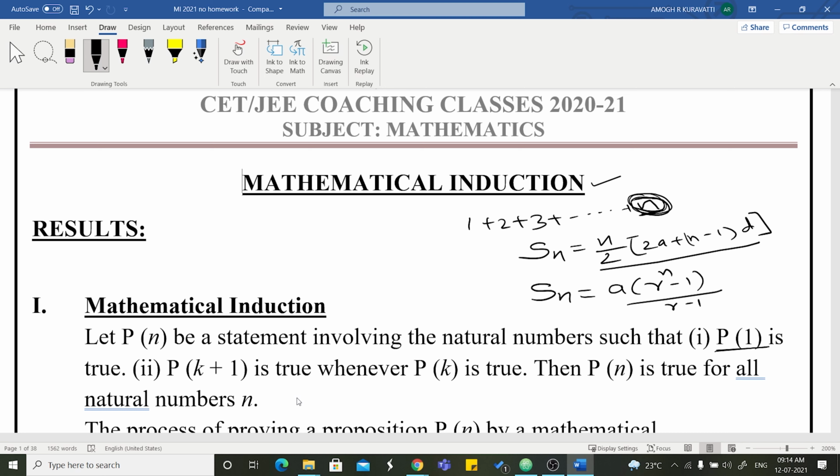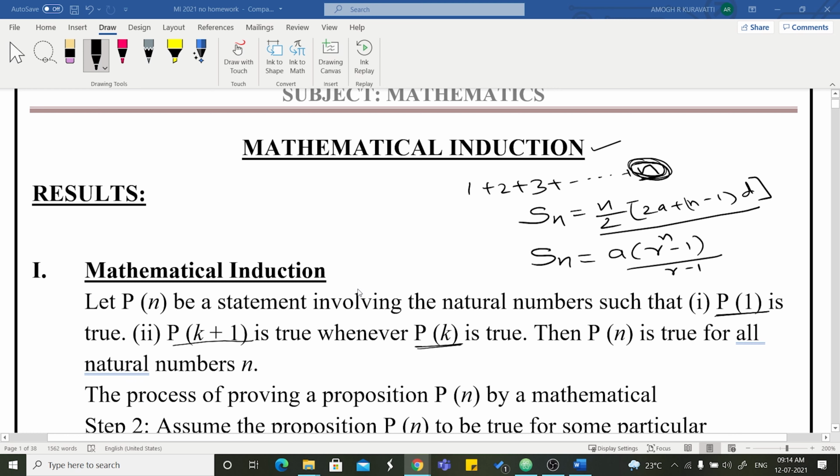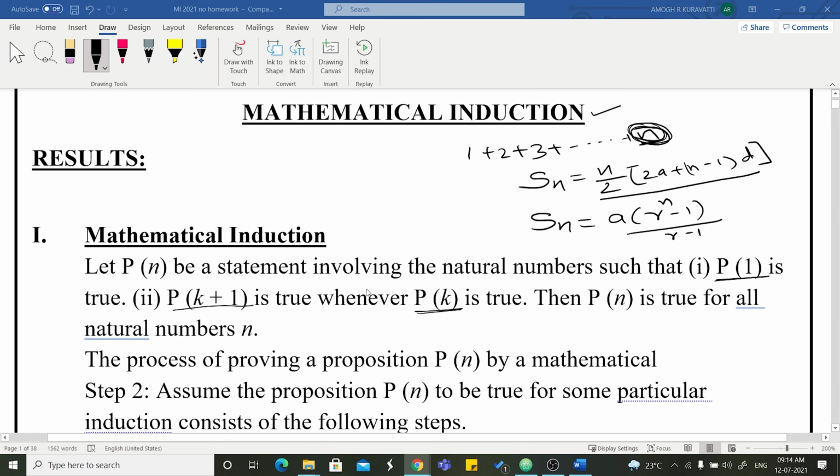Then step number 2, assuming that the result is true for n is equal to m. Step number 2: the result is true for n is equal to m or n is equal to k. Step number 3: the result is true for n is equal to m plus 1 or k plus 1. Either you take k or m. So in all cases the given data holds good.